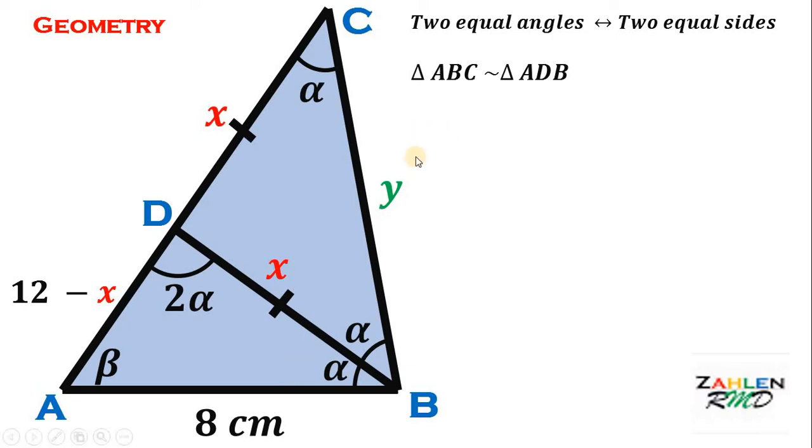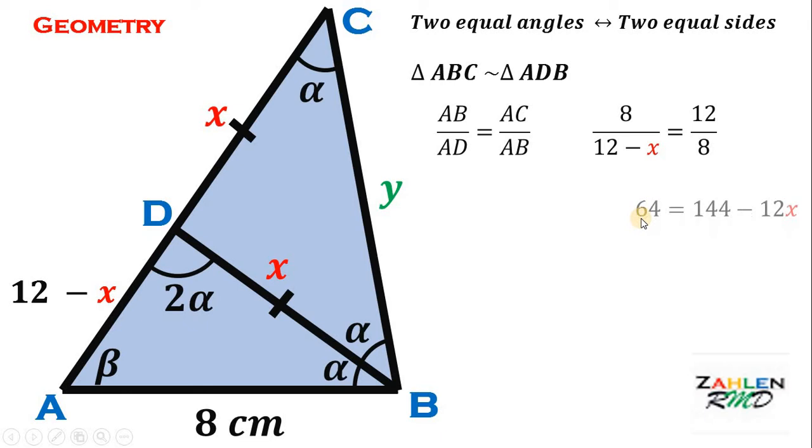Now, since they are similar, we can say that side AB over side AD must be equal to side AC over side AB. Now, substitute all the given values. AB must be 8, AD is 12 minus x, AC must be 12 units, the total length of AC, and segment AB must be equal to 8. So what we're going to do is to solve for x. To do that, we need to cross multiply.